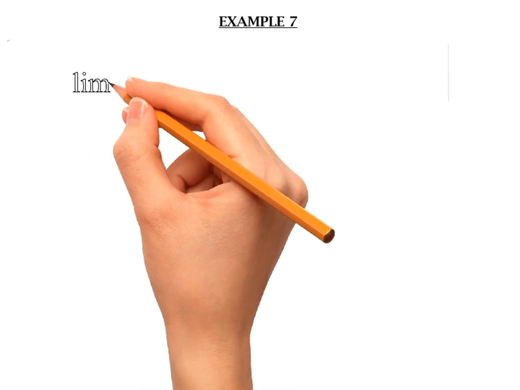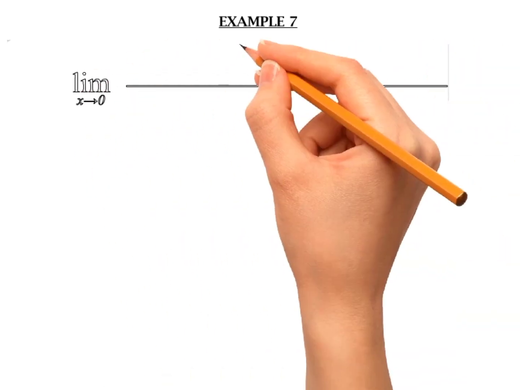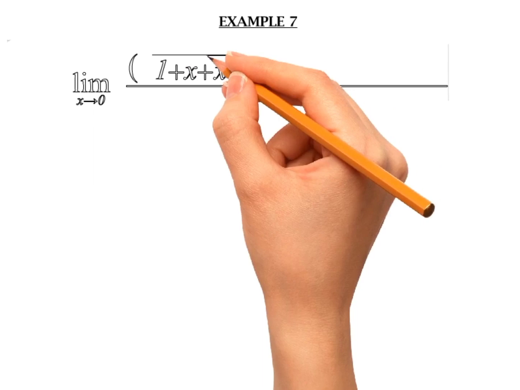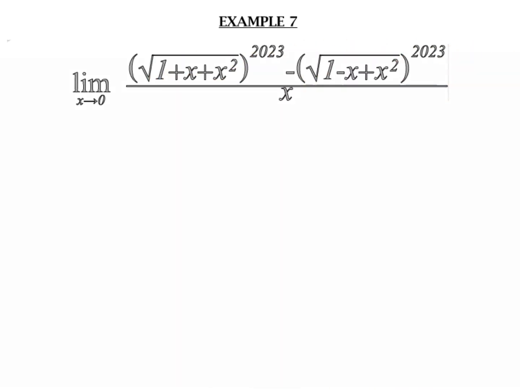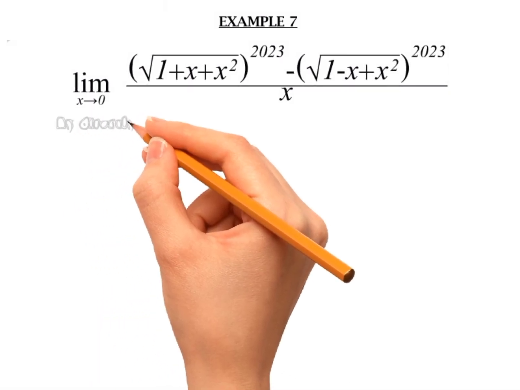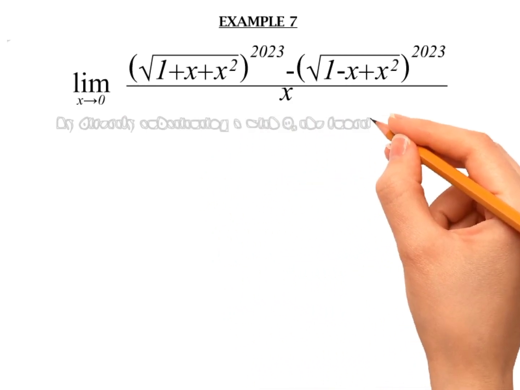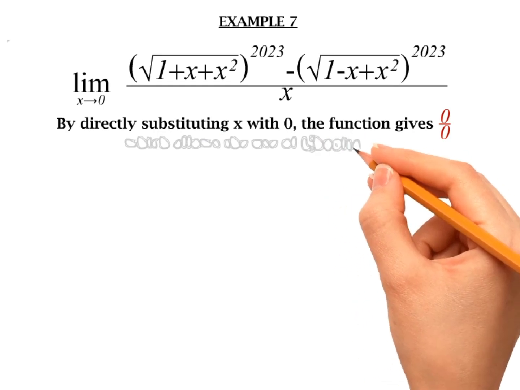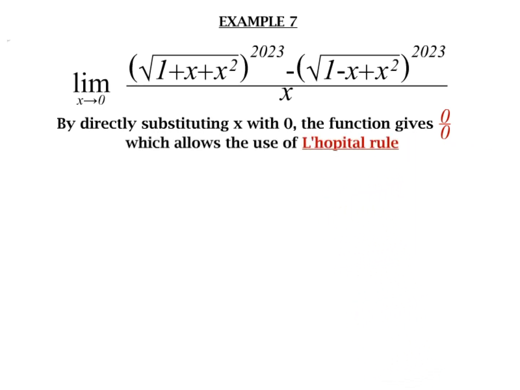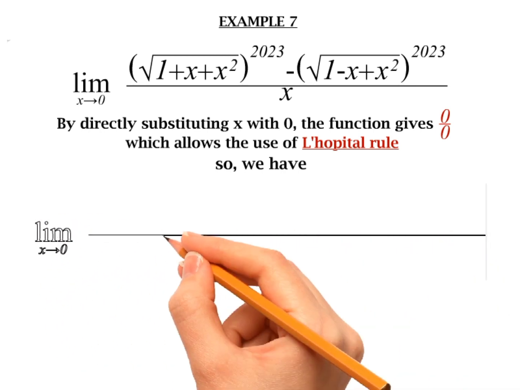Example number 7. We want to calculate the limit of the root of (1 plus x square) raised to the power of 2023, minus the root of (1 minus x plus x square) raised to the power of 2023, over x, as x approaches 0. By substituting the limiting value, the function gives 0 over 0, which is a reason to apply the L'Hopital rule. The method of solution does not change for this question. Like any other, we just have to differentiate the numerator and the denominator separately.